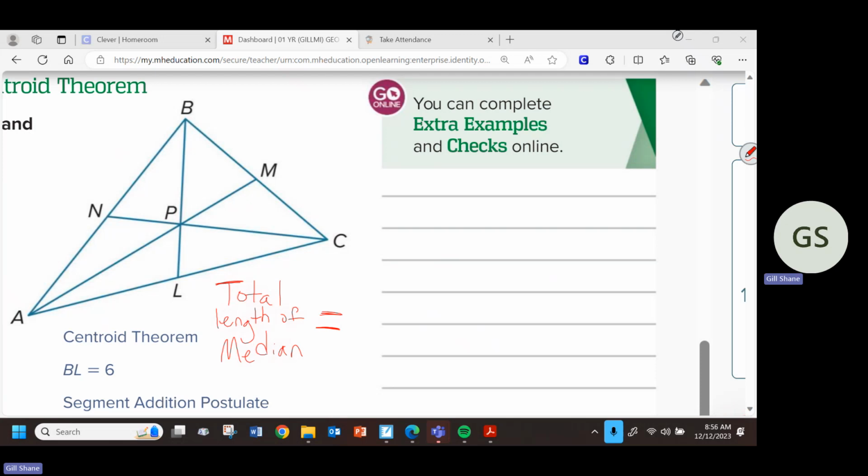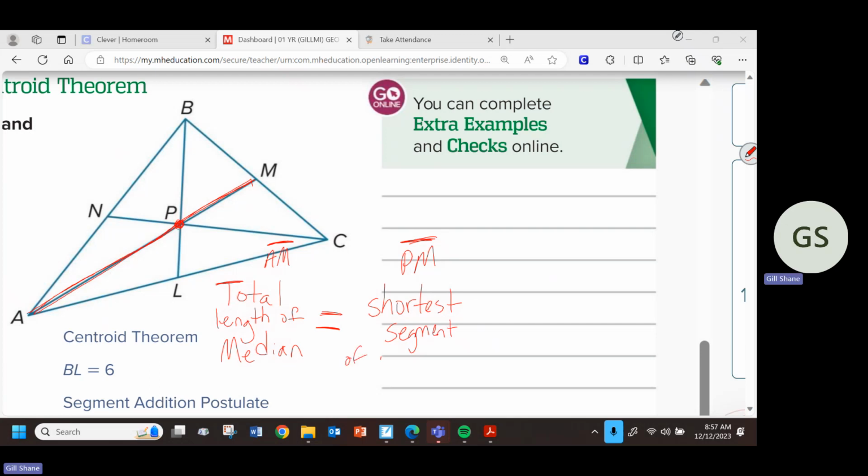Again, a median is from a vertex all the way across to a midpoint. Again, we know we have midpoints of every side. We want to solve for that total length. It is the shortest segment. So if you want to write this near the picture, the shortest segment would be PM. The total length of the median would be AM. So PM is the shortest segment of the median.